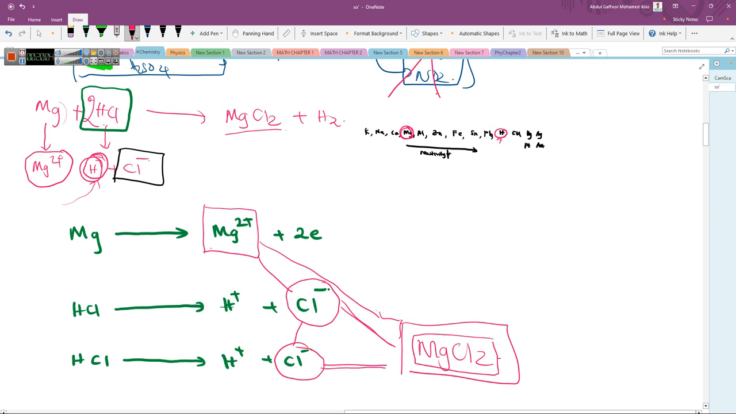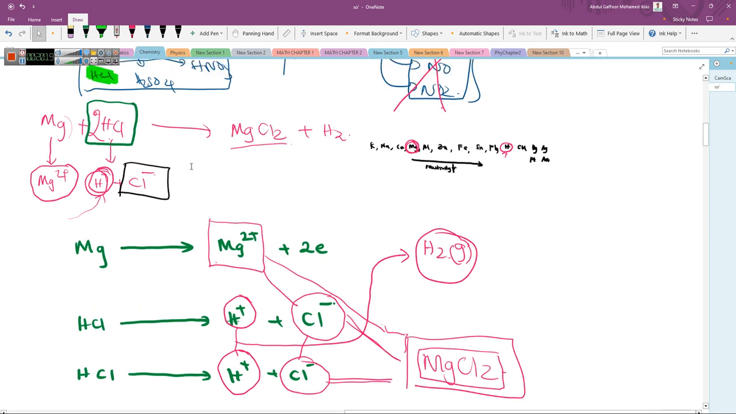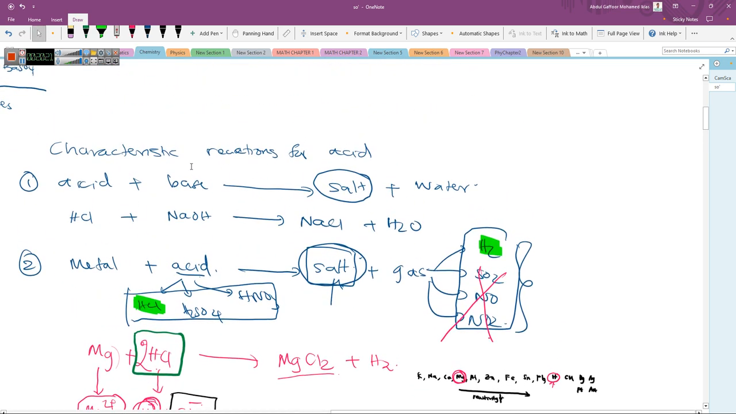Now this H plus is isolated and this H plus is isolated. So they will come together and form H2 gas, right? H2 gas. This is how this reaction will happen. Okay, so so far we have discussed the second characteristic reaction regarding acid.